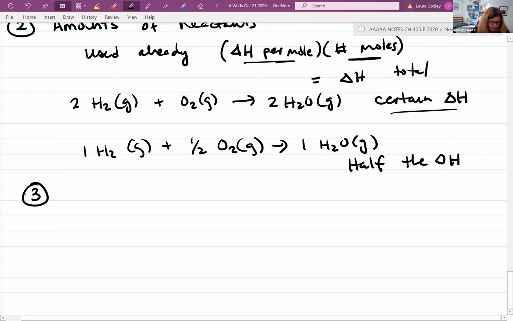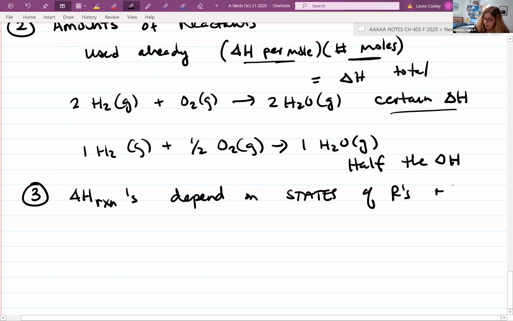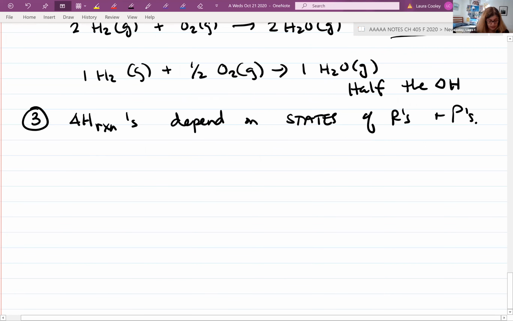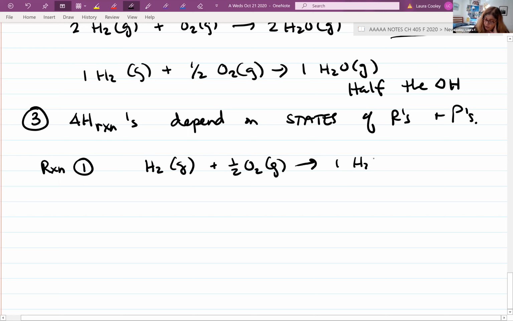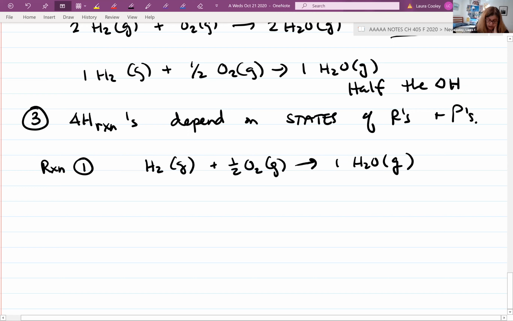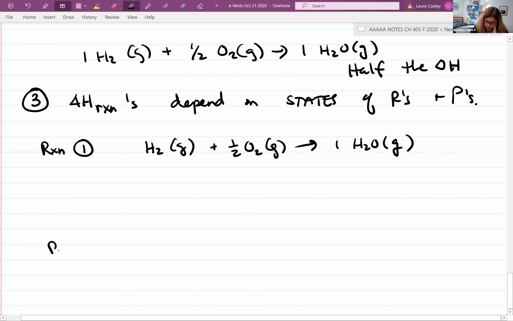So number 3 is that these delta H of reactions depend on the states of the reactants and the products, and using this same reaction really as a model, if I consider that reaction 1 takes H2, combines it with half a mole of O2 to give a mole of H2O in the gas phase, and I want to compare that, just leave a space here if you're taking notes, to reaction 2.